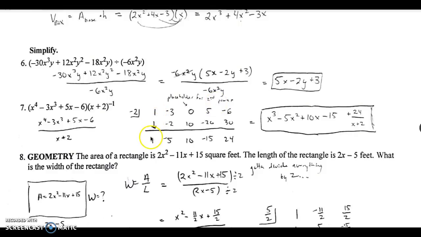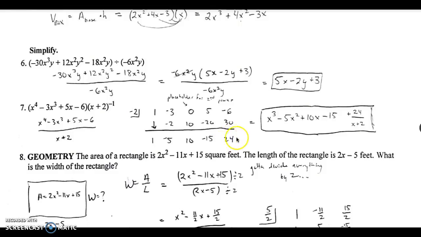So again, we bring the first number down, we multiply anything in this bottom row below the line times the number in the box, and we put our answer in the second row. We're adding, so negative 3 plus negative 2 is negative 5. Negative 5 times negative 2 is 10. 0 plus 10 is 10. 10 times negative 2 is negative 20. 5 and negative 20 makes negative 15. Negative 15 times negative 2 is 30. Negative 6 plus 30 is 24.